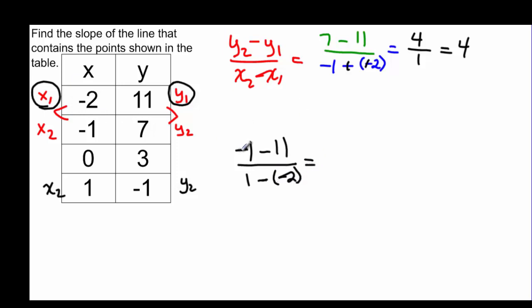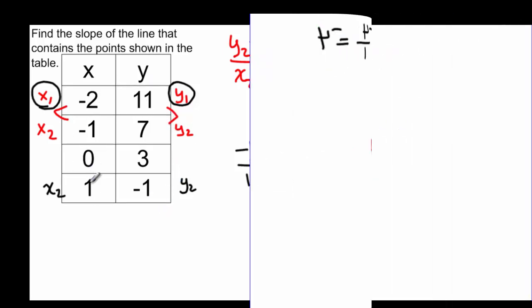So if we look at that, negative 1 minus 11 is going to be negative 12. And 1 minus a negative 2, or plus 2, would be over 3. And we get negative 4. And I had one mistake up here that we need to correct, because 7 minus 11 isn't 4, it's negative 4. So negative 4 over 1 is going to be negative 4. And now we do definitely get the same thing. No matter what two points you pick, you should always get the same slope if they're on the same line.